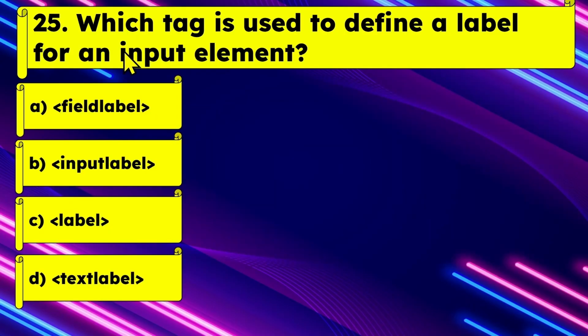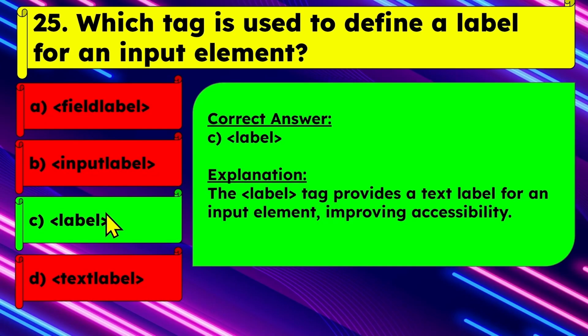Our next question is, which tag is used to define a label for an input element? So option A says field label, option B is input label, option C is label, or option D is text label. So here the correct answer will be option C.